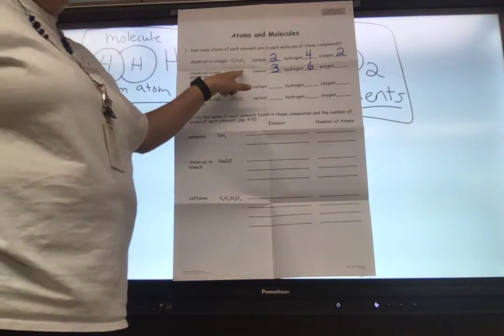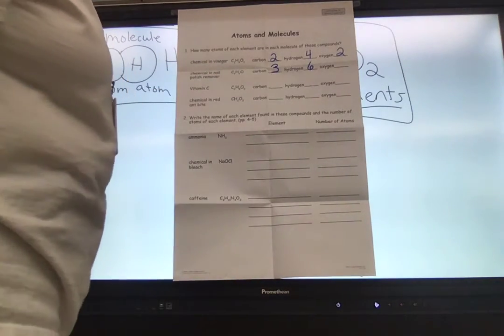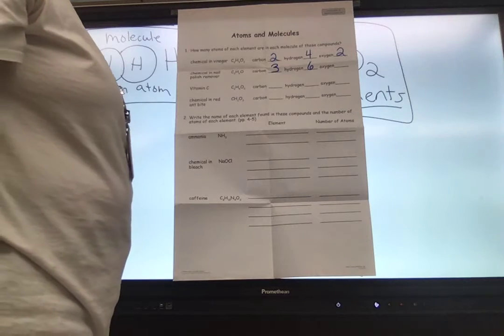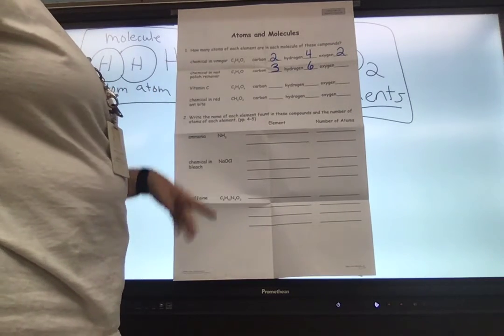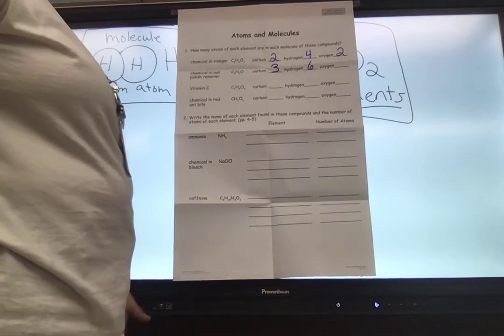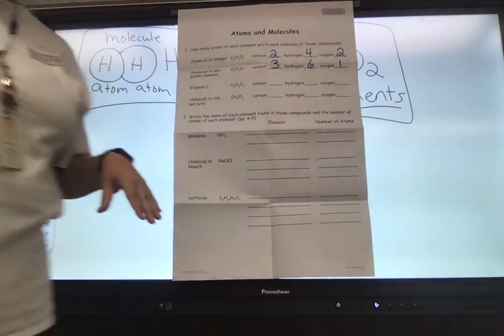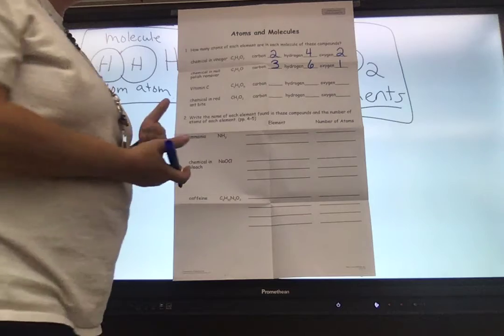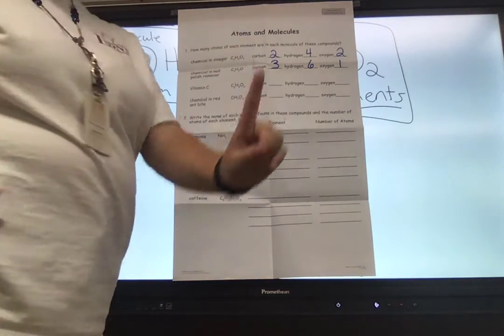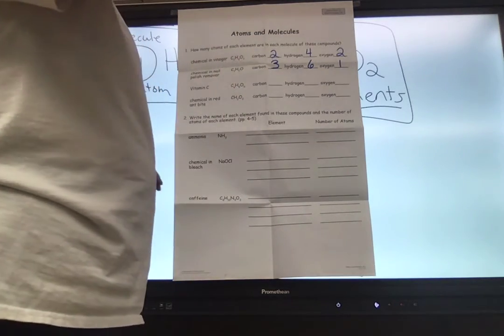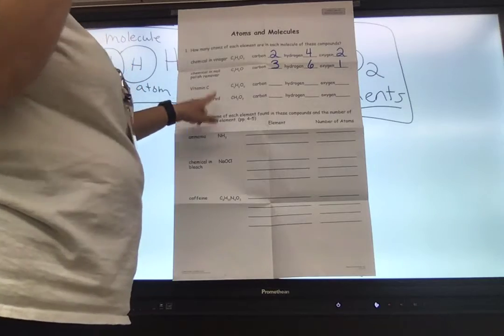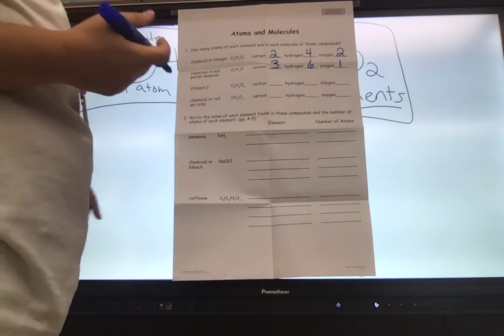Now the O for oxygen does not have a subscript number behind it, but they have an O. So if there is not a number, then you need only 1 of those atoms. So if they do not put a subscript number behind it, you need 1. All right, I'm going to do vitamin C, and then I'll let you do the last one on your own.